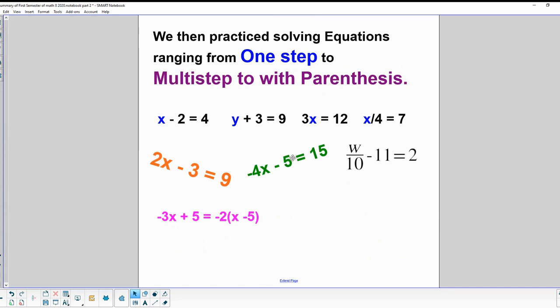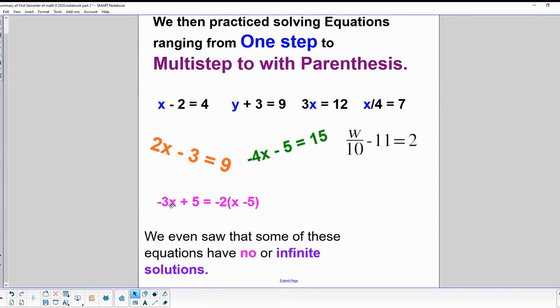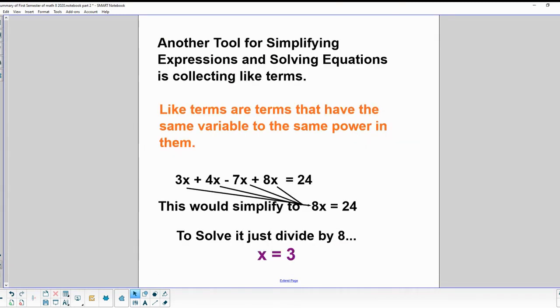Then we practiced solving equations. We started out with one-step equations and moved on to two-step, multi-step, and multi-step with parentheses on both sides of the equal sign. And most of you were able to do that quite successfully. Another thing that we even saw toward the end of that unit was that some of those equations have no or infinite solutions, and they were just a little bit unusual when you solved them.